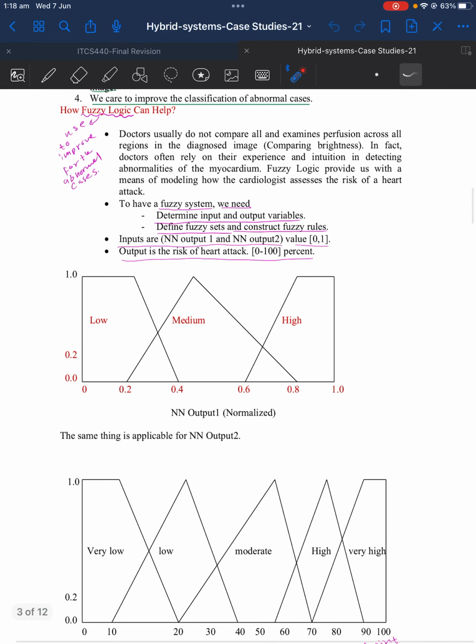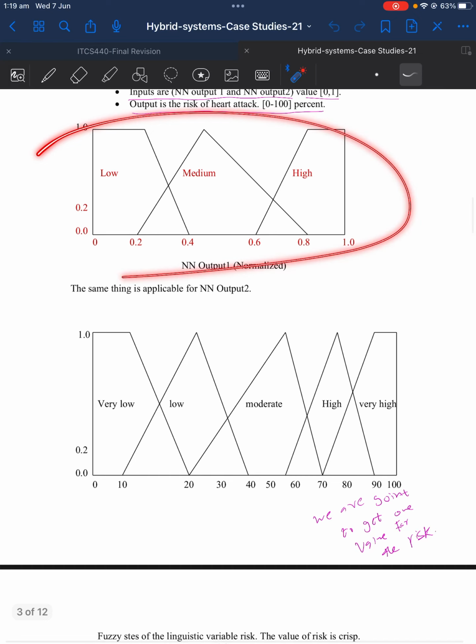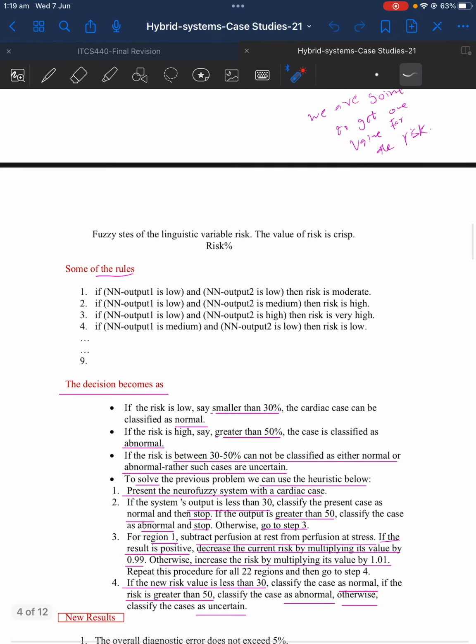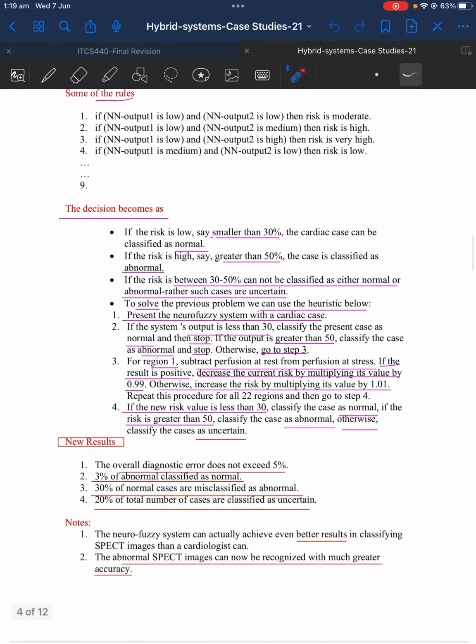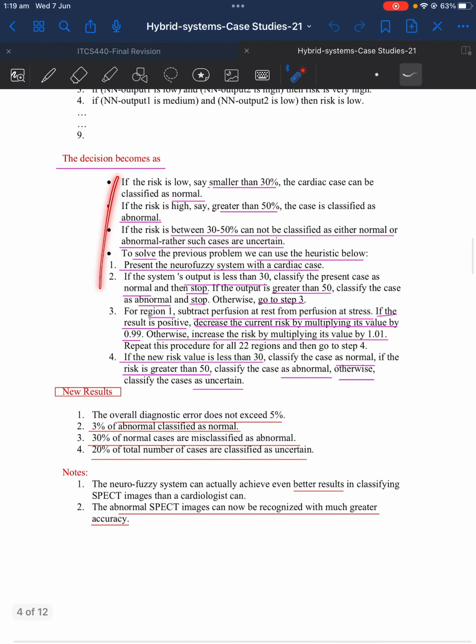We will determine the input and output variables, define the fuzzy sets, and construct the fuzzy rules. We have inputs from neural network 1 and neural network 2, from 0 to 1, and the output will be the risk of heart attack, 0 to 100%. This is for the first output, this is for the second output, okay? So we set some rules and the decision became as follows. If the risk is low, it is smaller than 30%. If the risk is high, it is greater than 50%, and so on.